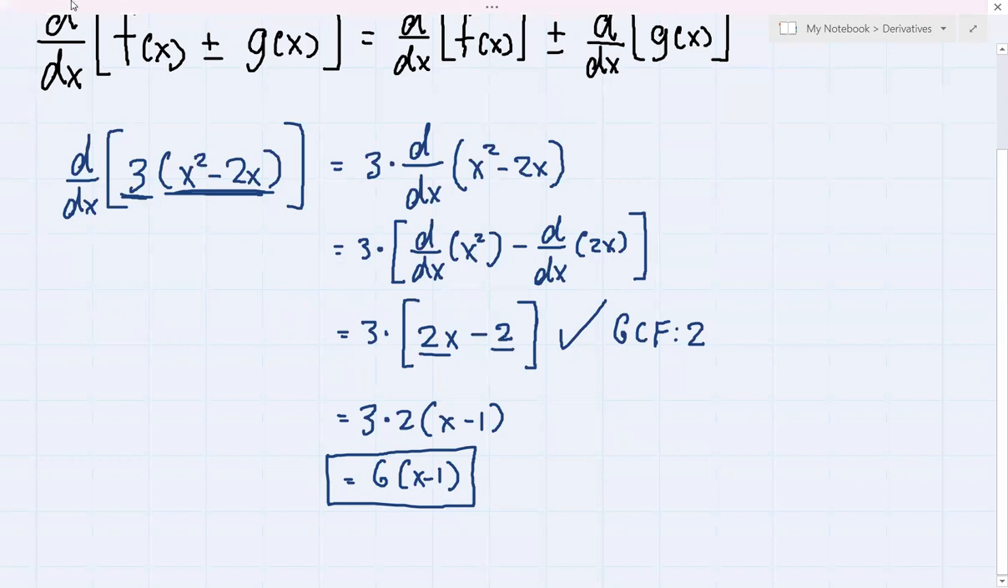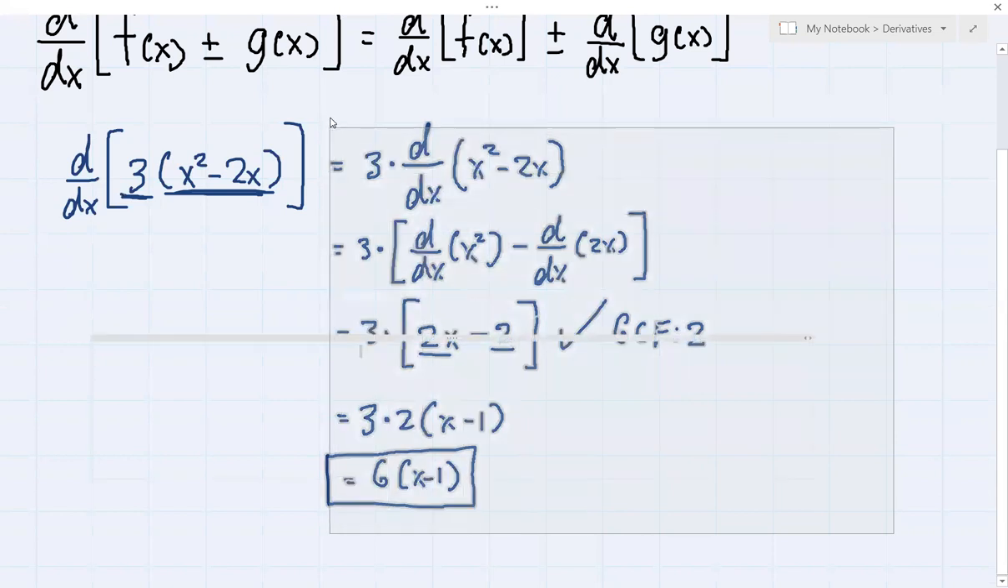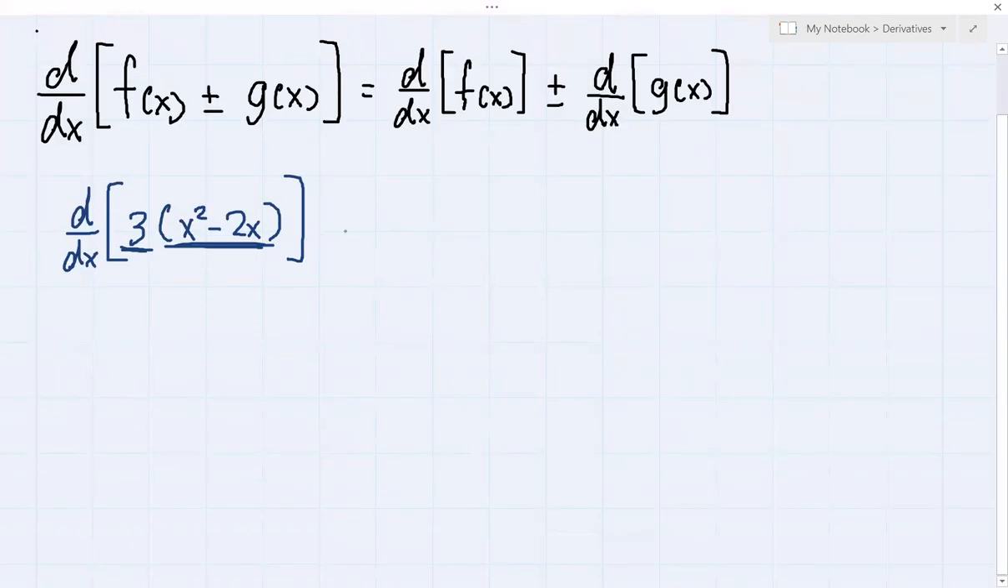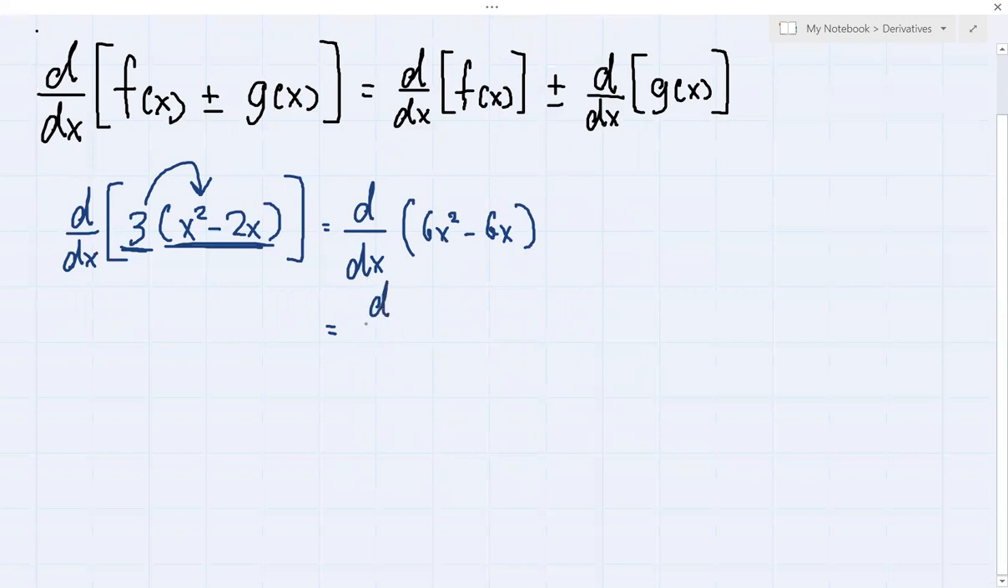Pero there is a second thing na pwede mong gawin aside from doing the rule, yung constant and a function. So there's another thing that you can do instead. You can just distribute it. Okay? Distribute 3 to this expression. Ano mangyayari? We will have the derivative of 6x squared minus 6x. O, diba? O, see? Ngayon, okay, we can now differentiate them one by one.